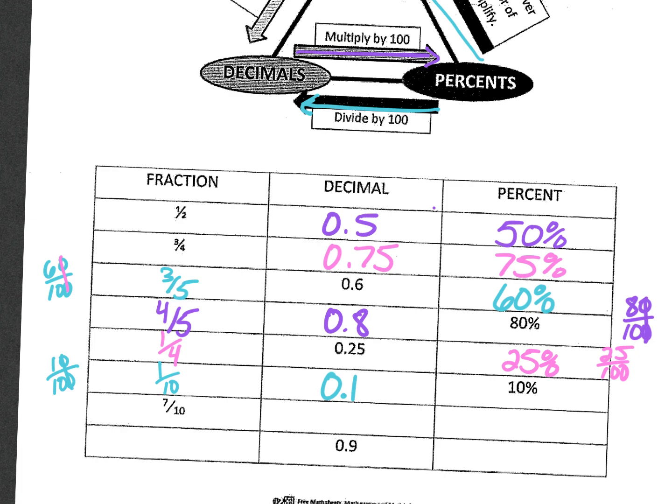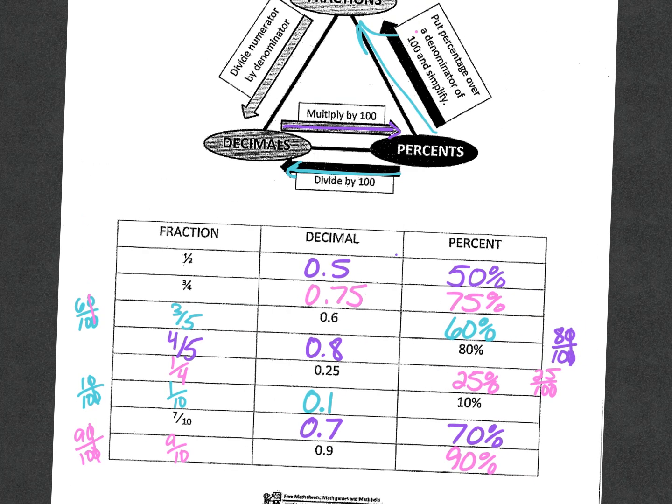Next you have 7 out of 10. 7 out of 10 becomes 0.7, which multiplied by 100 is 70%. 0.9 becomes 90%. Move that decimal place to the right 2. And then this one becomes 9 out of 10, right? It's 90 out of 100. Cancel those zeros, it's 9 out of 10.